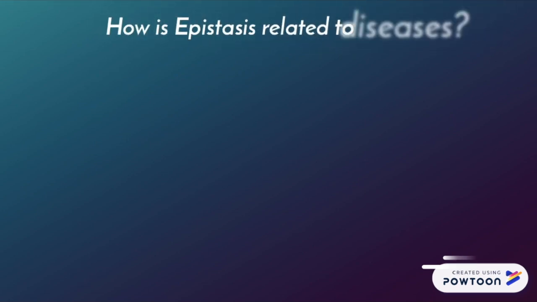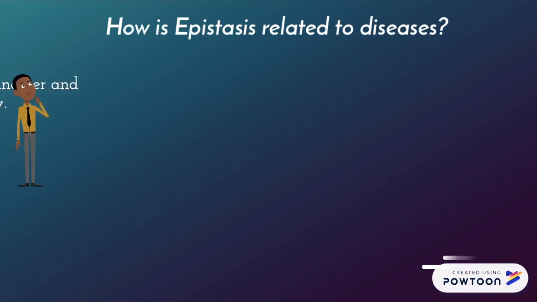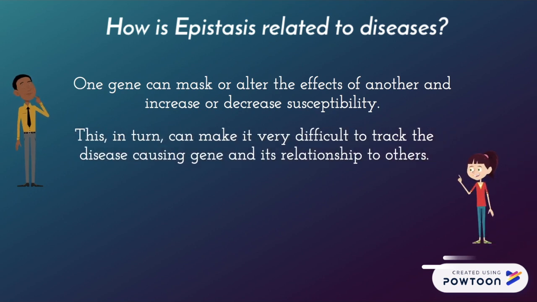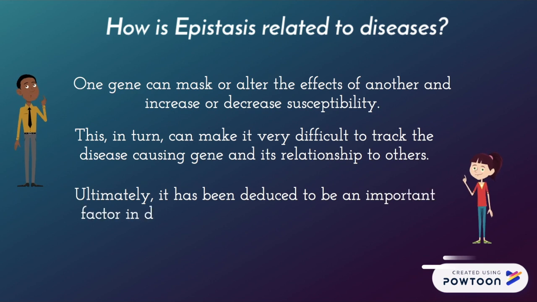How is epistasis related to diseases? One gene can mask or alter the effects of another and increase or decrease susceptibility. This, in turn, can make it very difficult to track the disease-causing gene and its relationship to others.